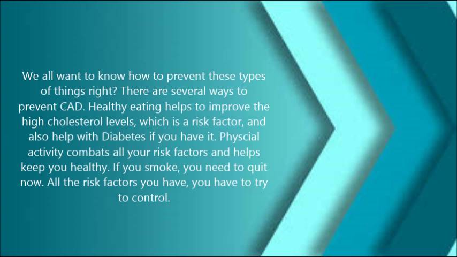We all want to know how to prevent these types of things, right? There are several ways to prevent this. Healthy eating helps to improve your high cholesterol levels, which is definitely a risk factor for coronary artery disease. It also helps with diabetes if you end up having that as well. Physical activity usually combats all of your risk factors together and helps you keep generally healthy. If you do smoke, you should definitely go ahead and quit, so that isn't one of the biggest risk factors for you. The only thing you would have to control would be any of the other risk factors you have related to your health. But prevention is always key. There are things that you can do to take care of it before it actually hits you.